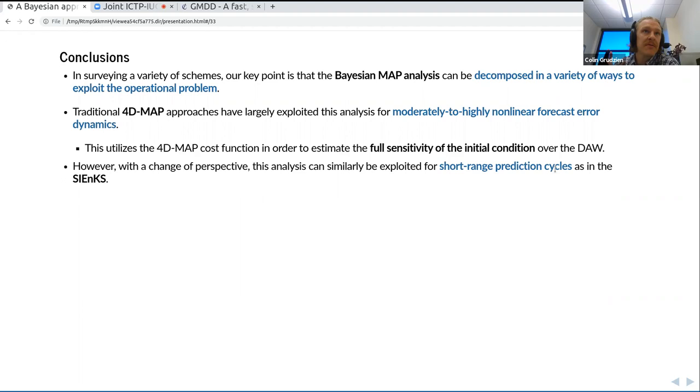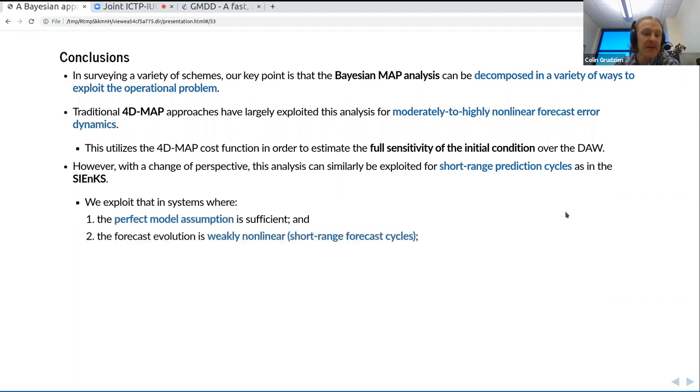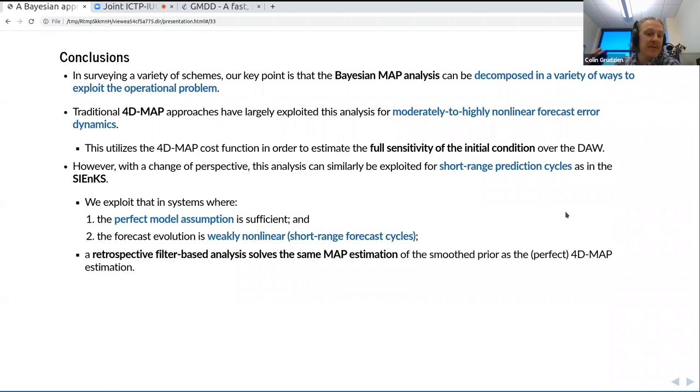But with a change of perspective, this analysis can be similarly exploited for short-range prediction cycles as in the SIEnKS, where we exploit that in systems where the perfect model assumption is sufficient and the forecast evolution is weakly nonlinear, corresponding to short-range forecast cycles, a retrospective filter-based analysis actually solves the exact same MAP estimation for the smooth prior as in the perfect 4D MAP estimation. You can view it either way. You can do the retrospective analysis, or equivalently, you can do a full 4D analysis. In either case, you end up with the same Bayesian MAP solution. It's just how you want to address the marginal versus the joint smoothing problem.